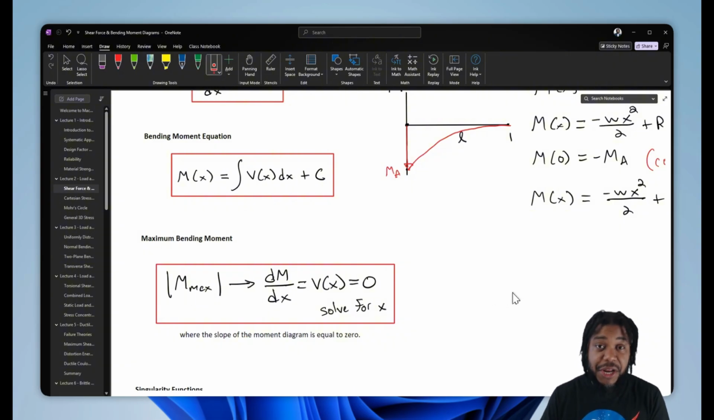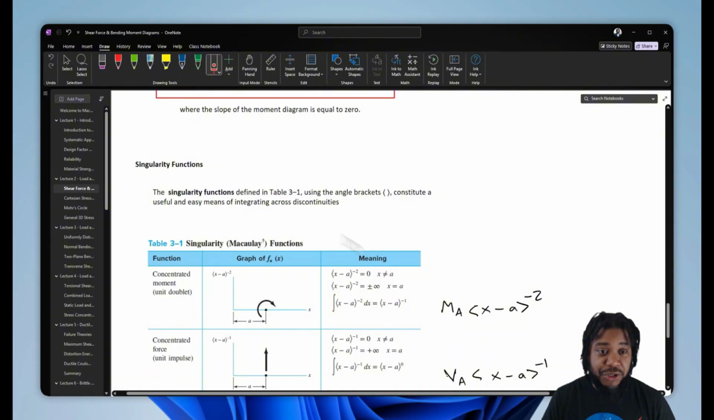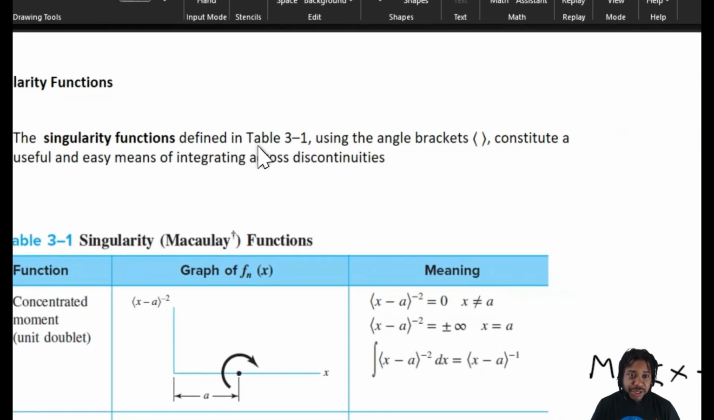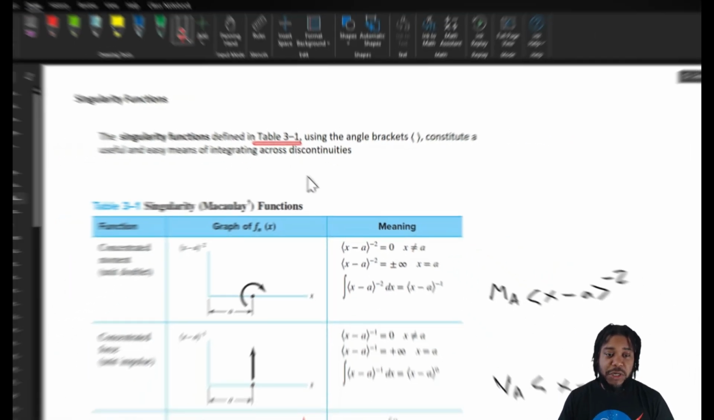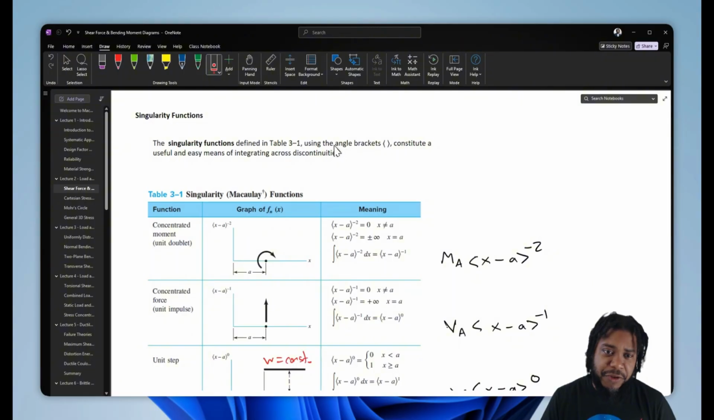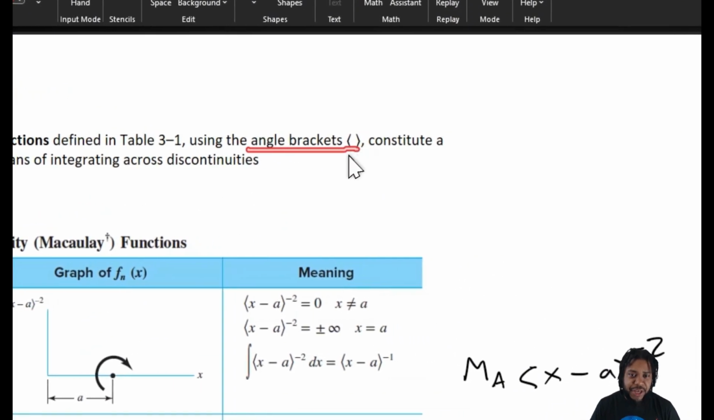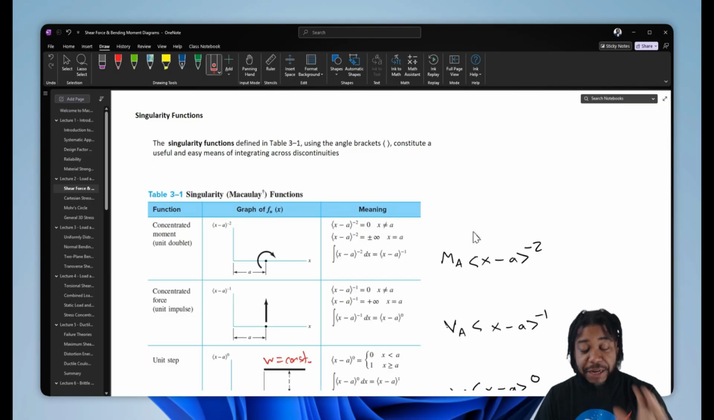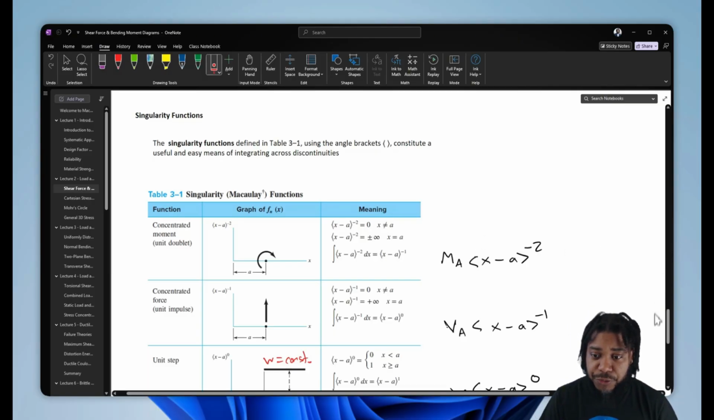However, there is another approach we can use to solve for the shear force and the bending moment diagrams. And that approach is singularity functions. In our book, we can find the table for singularity functions in Table 3-1. And in singularity functions, we use angular brackets, which help us to basically find the equations for shear force and bending moment by stacking these angular brackets together for different applied forces and moments. So let's kind of walk through these.